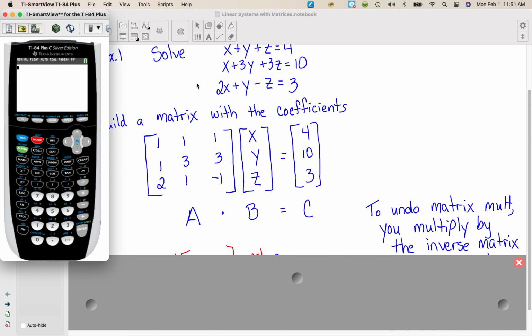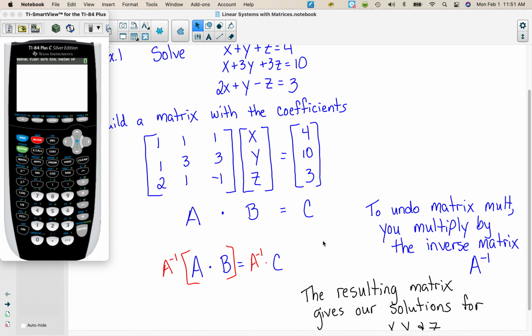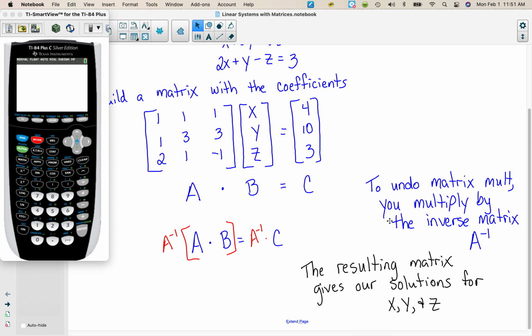If you want to undo matrix multiplication, just like with multiplying numbers, we multiply by the inverse, the reciprocal. Here we're going to use an inverse matrix. And the great thing is the calculator will do it for us. So I would multiply the left side by my inverse matrix, and I'm going to multiply the right side by my inverse matrix. So on my calculator, I'm just going to type in this portion right here, and I'm going to get my answer.